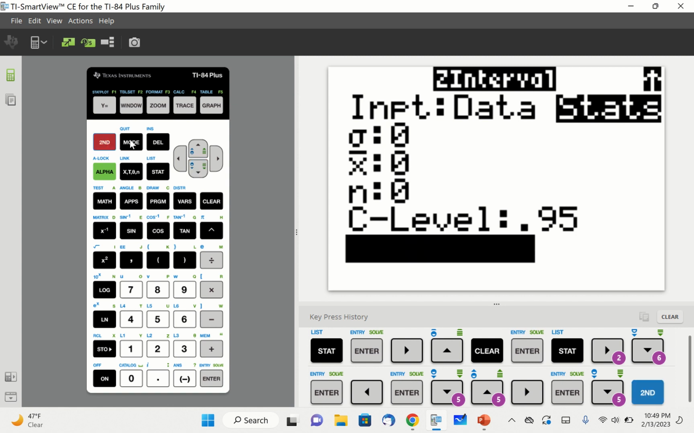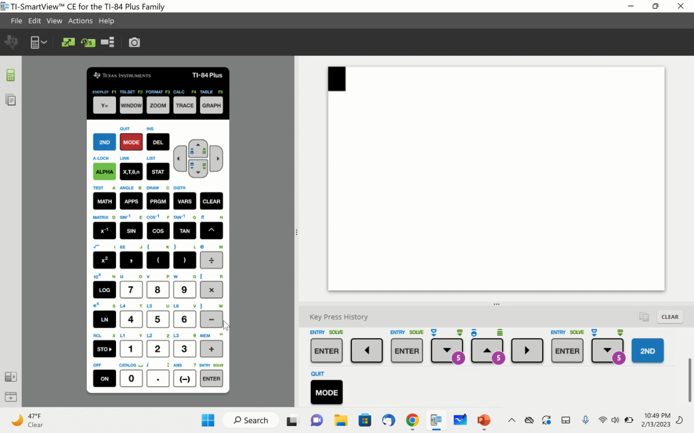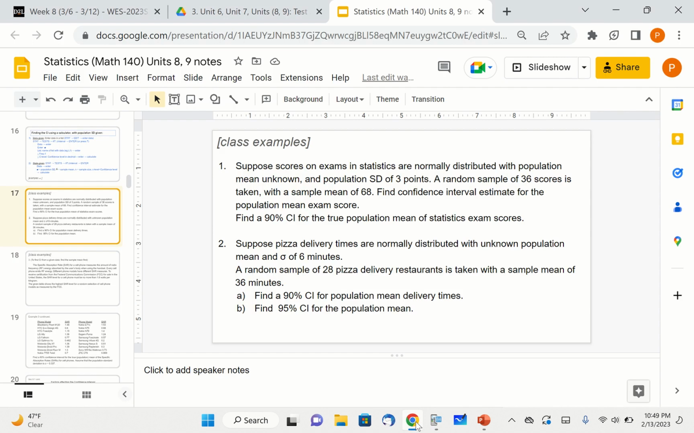So let's quit out of this and take a look at one of the examples we have. Okay, so let's work with the first example. Suppose scores on exams and statistics are normally distributed, and so we are given the population standard deviation. Population mean is what we need the confidence interval for. So the population standard deviation given is 3 points.